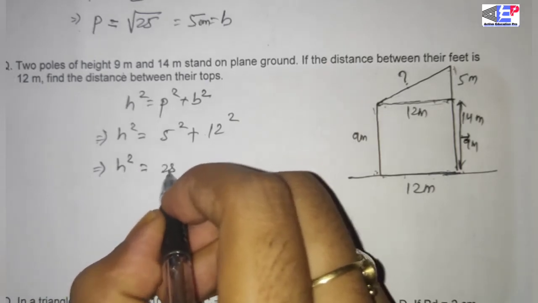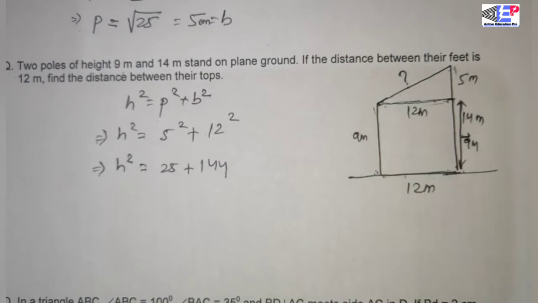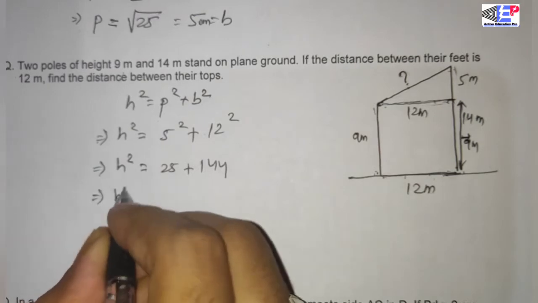Regularly, this is 25 plus 144, and you have to keep in mind at least the squares of 0 to 20, so that you can get quick calculation of any problem in this chapter, Pythagoras theorem, because every question is related with squares, perfect square numbers, etc. So you have to keep in your mind at least the square of 0 to 20. So now solve it.